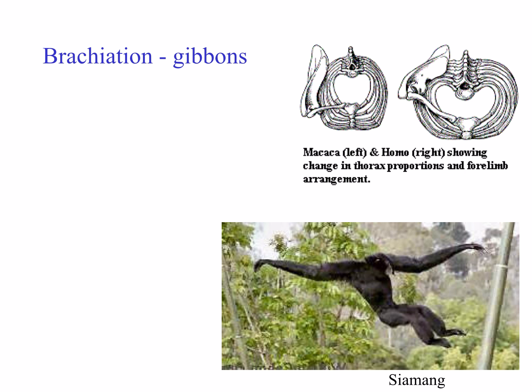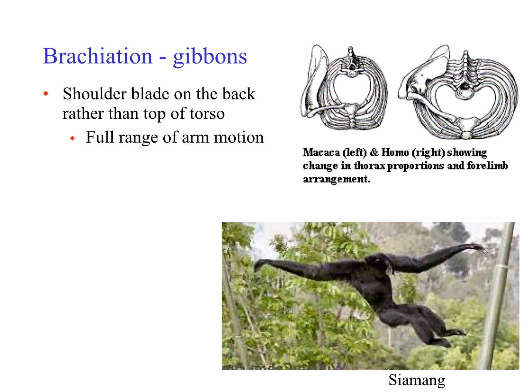All right, brachiation, gibbons. True brachiators have a shoulder on the back rather than on the top of the torso. Now the purpose for this is that if it sits on the back instead of the top of the torso, it gives the arm a full range of motion. So we have a macaque on the left here, and you can see how that shoulder blade is sitting there on the back rather than on top of the torso like our shoulder blade. And that gives the full range of motion.